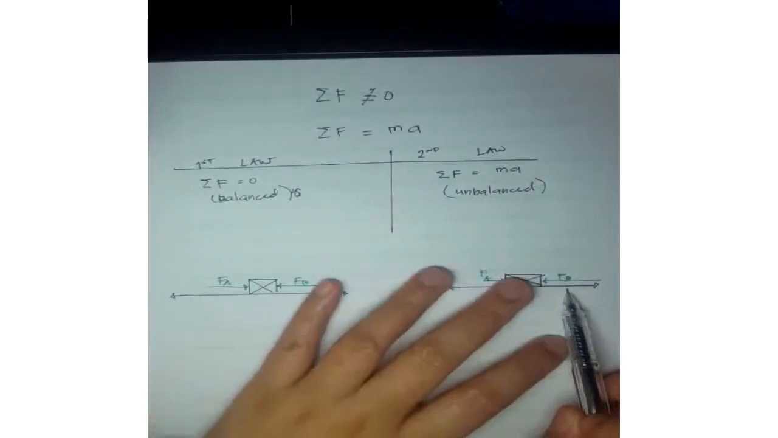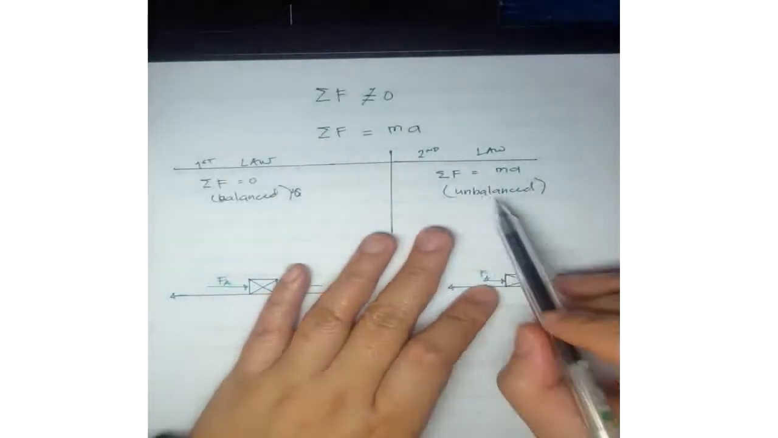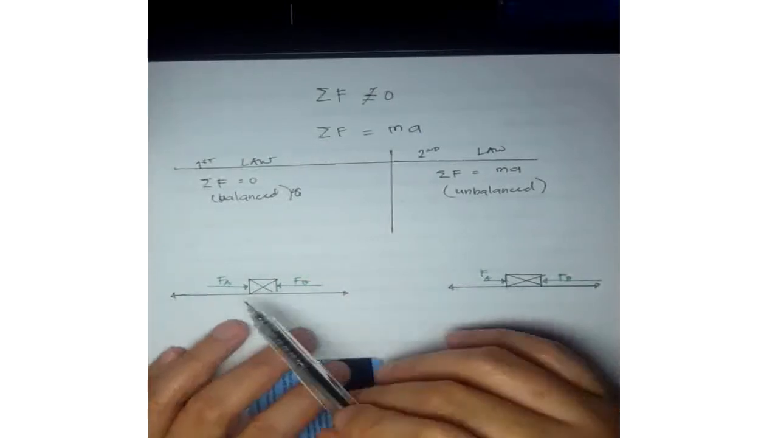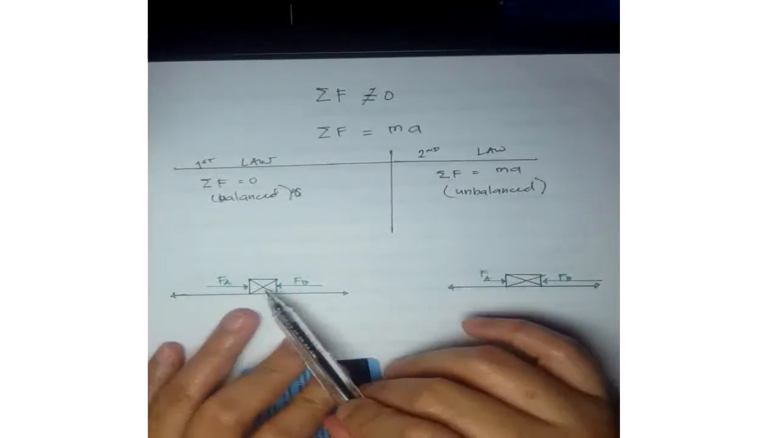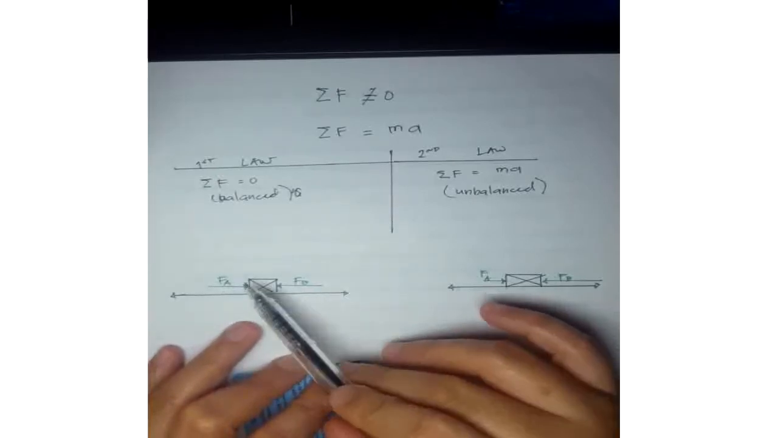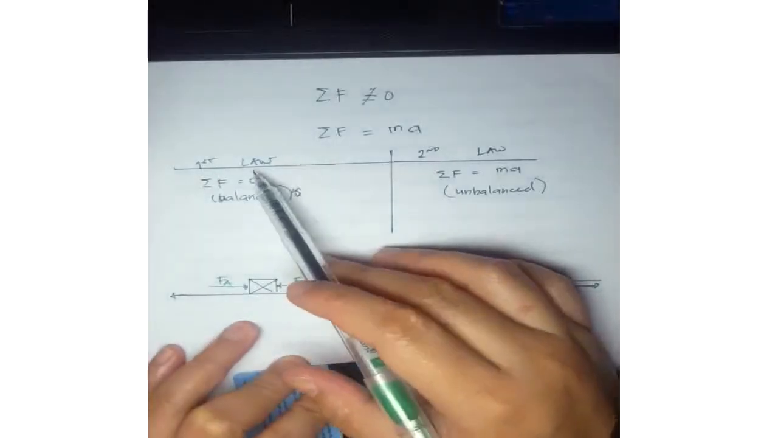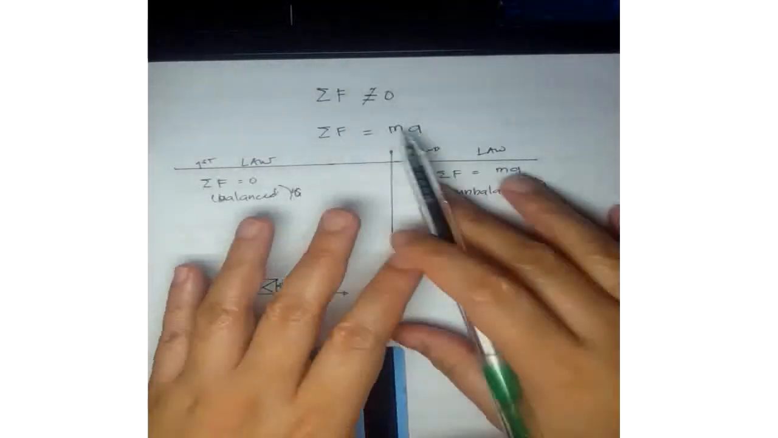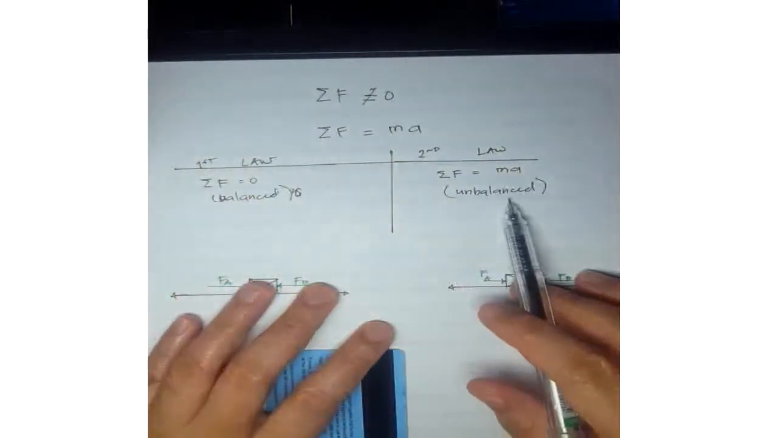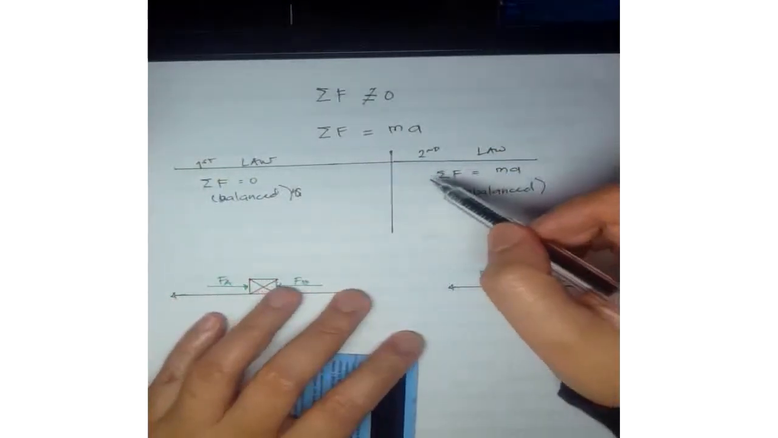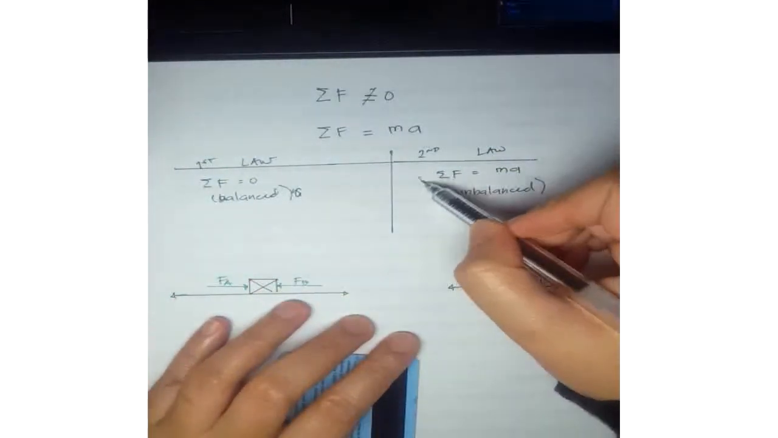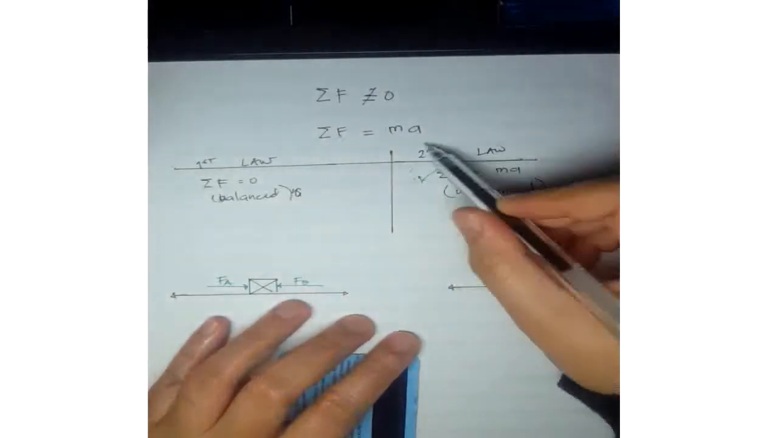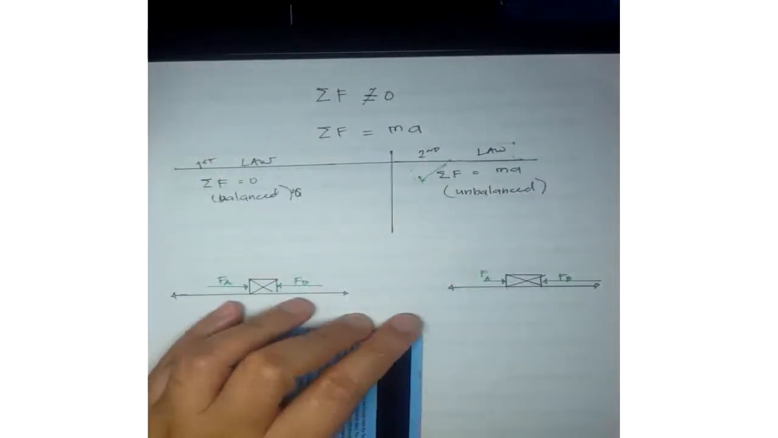So, the forces are not balanced. Therefore, the object will accelerate. While in this other illustration, the forces acting on it are balanced, so there's no acceleration. That is the main difference between the first law and the second law. But for this topic, we will discuss Newton's second law further.